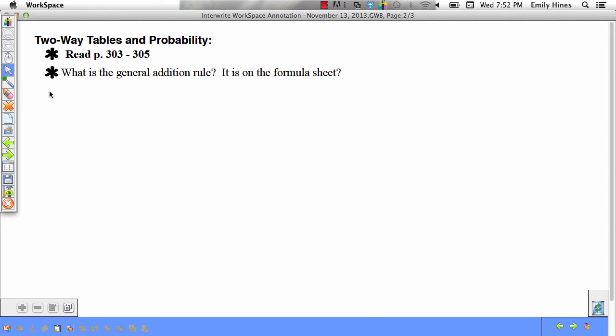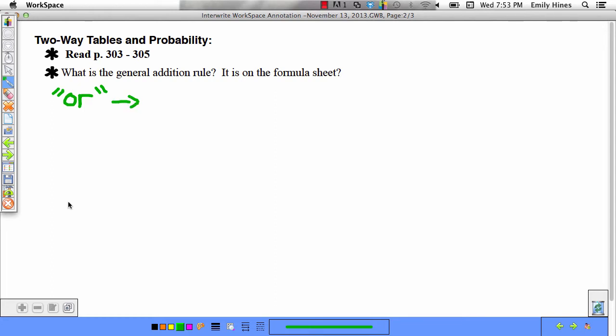So in probability, we have several rules that are going to help us out along the way. And the first of those is called the general addition rule. The general addition rule is used when I'm looking for the probability of something or something else. However, in statistics, or has a different meaning.